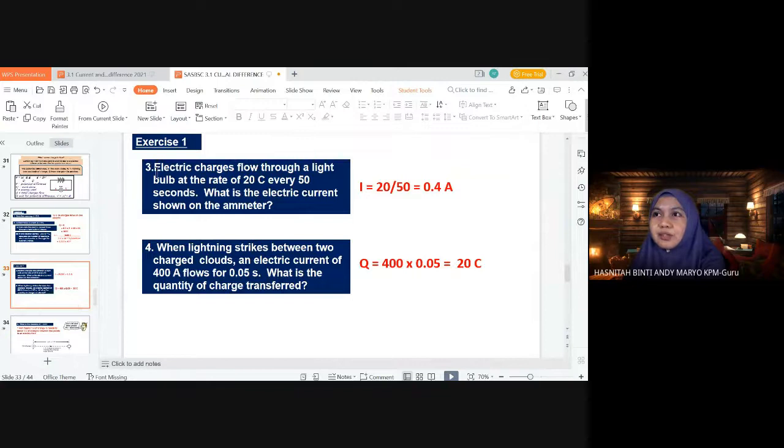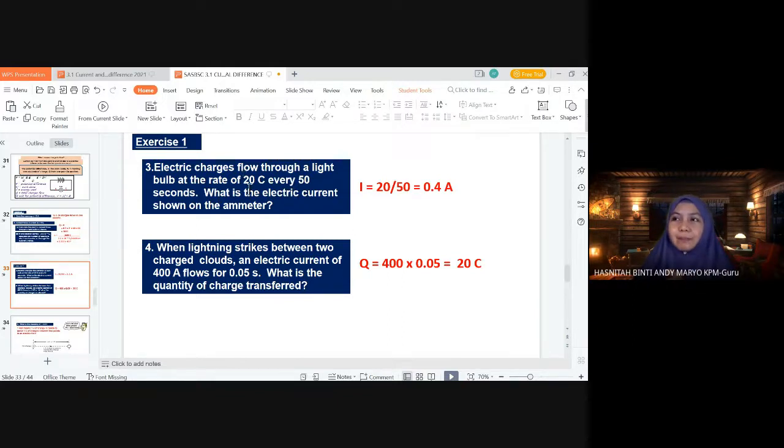This is question 3. In your module it is question 4, right? Okay, so electric charge flows through a light bulb at the rate of 20 coulomb for every 50 seconds. Okay, this is the situation. So what is the electric current shown on the ammeter? In this question, they ask you to find I.